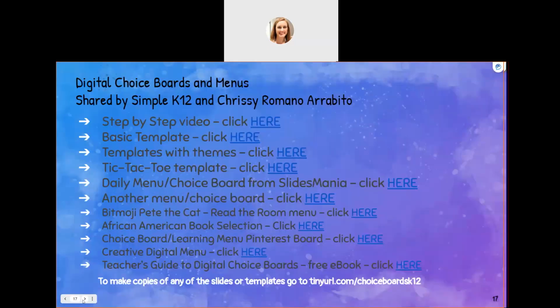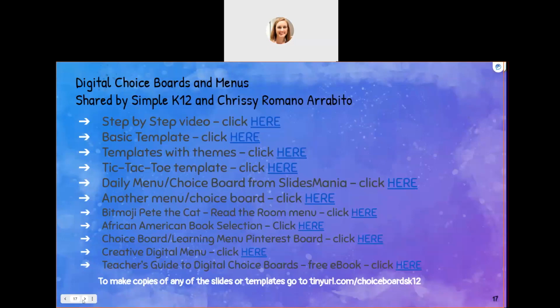Some digital choice boards and menus have really become popular with the move to virtual and remote learning. And these examples and templates were shared by Simple K-12. If you're not familiar with them, they do a lot of digital professional development. You can pay to have access to their webinars.